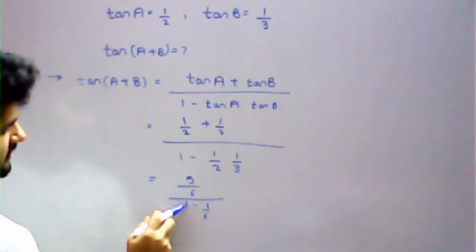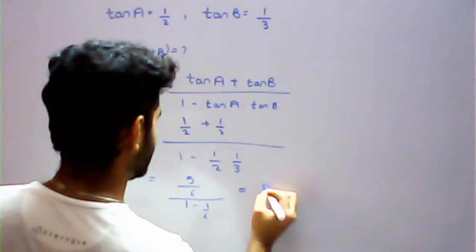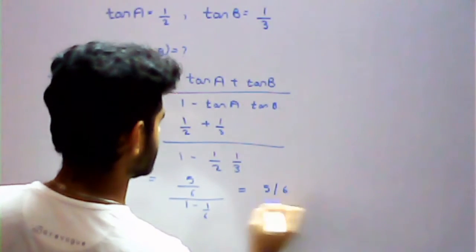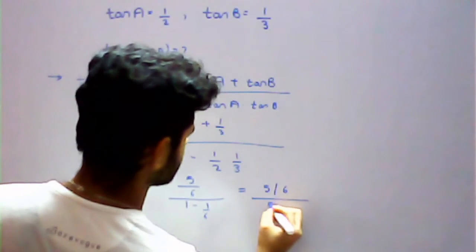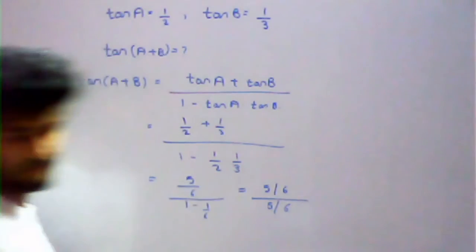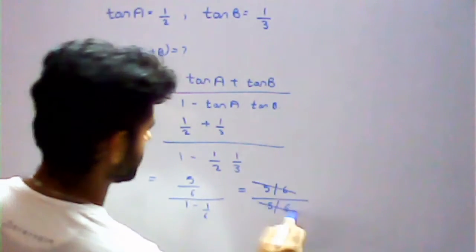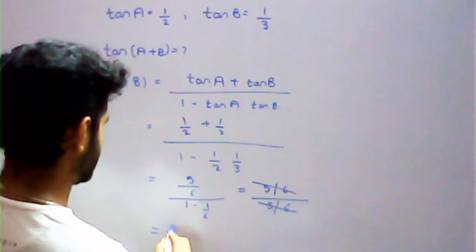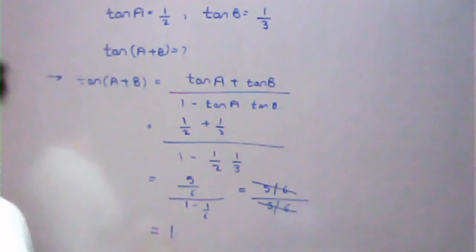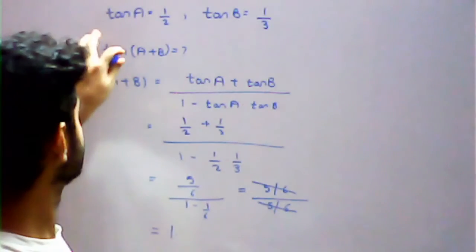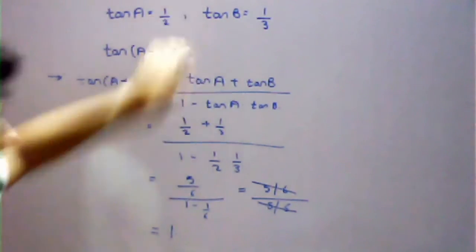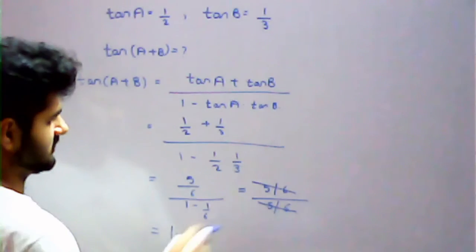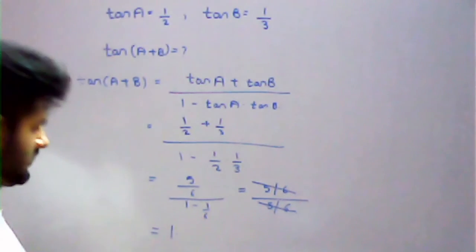Cross multiplying it here as well. Here we get this 5 by 6 as it is. 6 minus 1 is 5 and 5 by 6 again. These two get directly cancelled. So the final answer is 1. See, so simple it is. Just put the value of tan A and tan B which is given to you and simplify further, you will get the answer. Let's move on to the next problem.